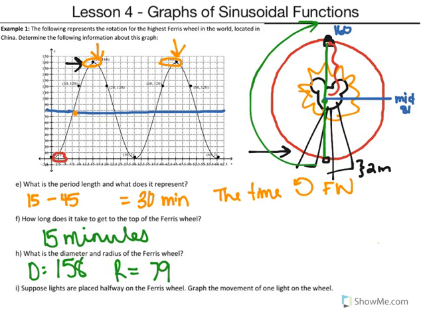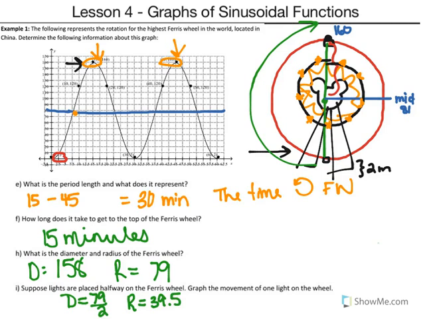Okay, suppose lights are placed halfway on the Ferris wheel. Graph the movement of one light on the Ferris wheel. So, we're getting fancy here. Halfway on the Ferris wheel, we're adding some lights to make it more exciting. Aren't they beautiful? So, what we want to do is we've changed the radius of the circle, which is going to change a lot of things. So, if it's half of the circle, that means that the diameter is also half. So our new diameter is 79. So our new radius would be 39.5.